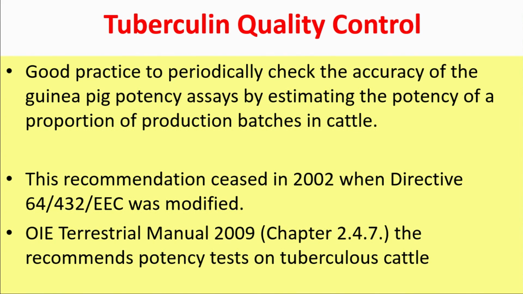So we use naturally infected cattle in Ireland. We're lucky that we have a facility in which to do so, and that we have a good supply of naturally infected cattle. Now, the recommendation to check tuberculins in cattle ceased in 2002. I think it was deliberately left out of a directive because most countries had eradicated bovine TB, and no longer had a requirement to have their own tuberculin production, nor had they any requirement to have tuberculin testing. However, the OIE terrestrial manual of 2009 still recommends that the product be checked in naturally infected cattle.